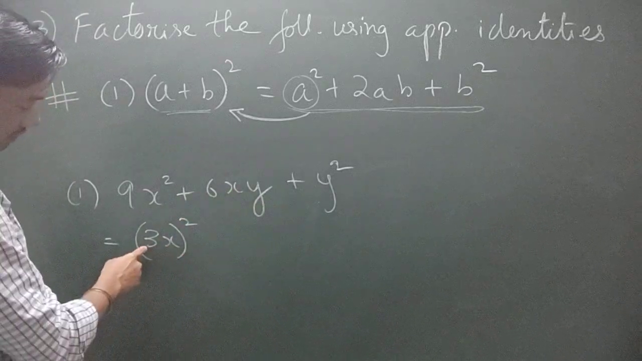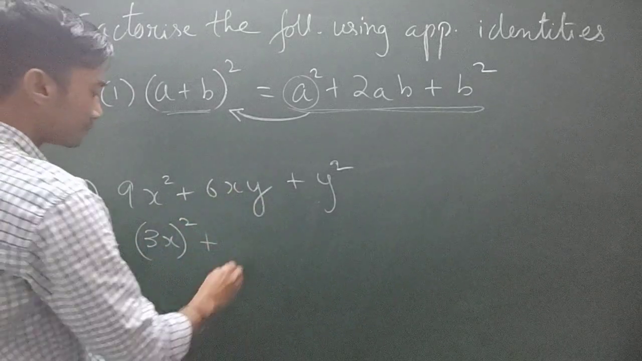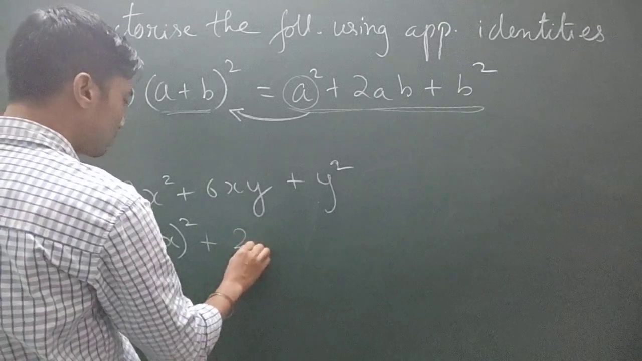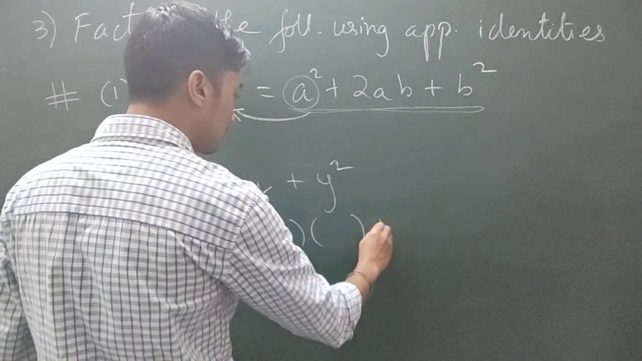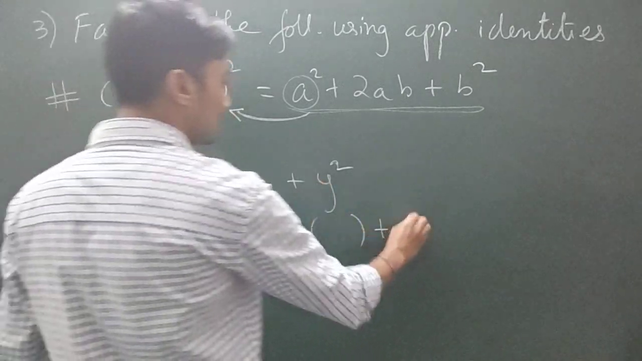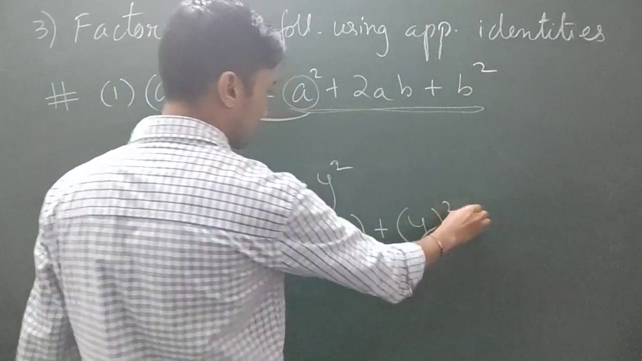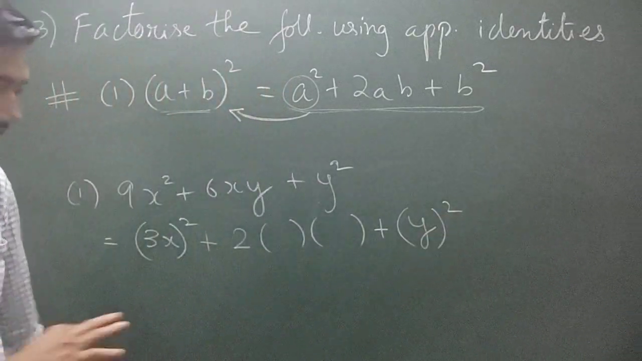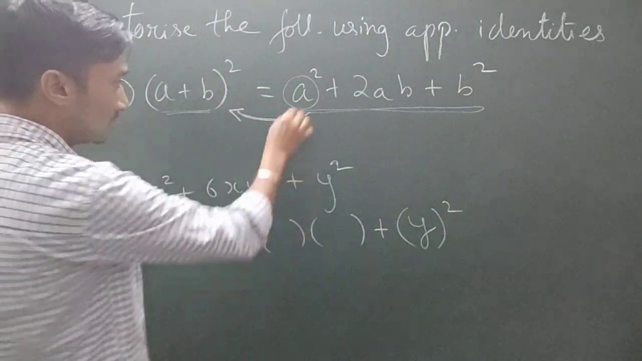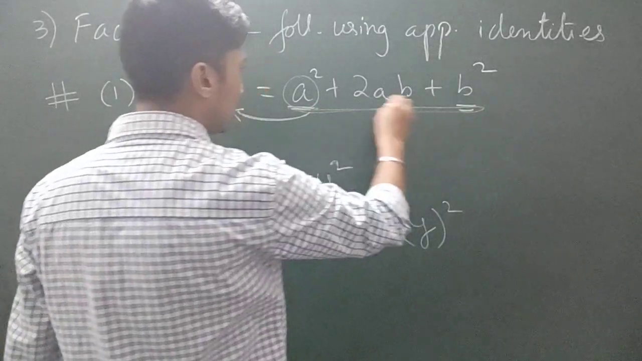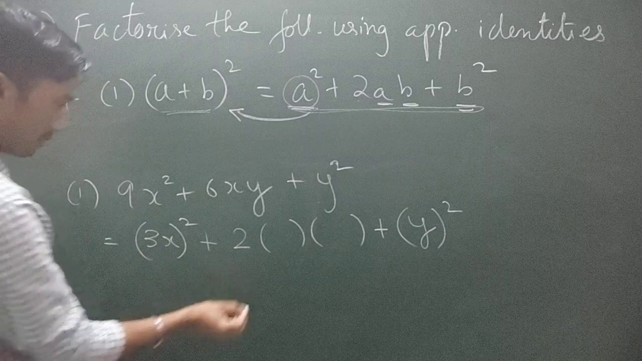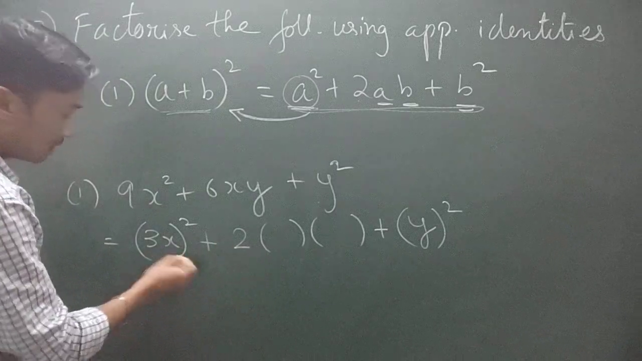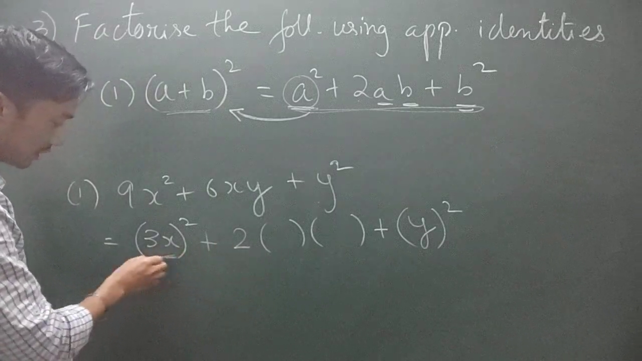No problem. This one, let's leave it. 2 into A into B, we don't know, let's leave that. Plus y whole square. That is possible. Now let's see whether it fits in or not. So it's like a square, b square, then we should have 2 into a into b. What was our assumed a? Our modified a, 3x.